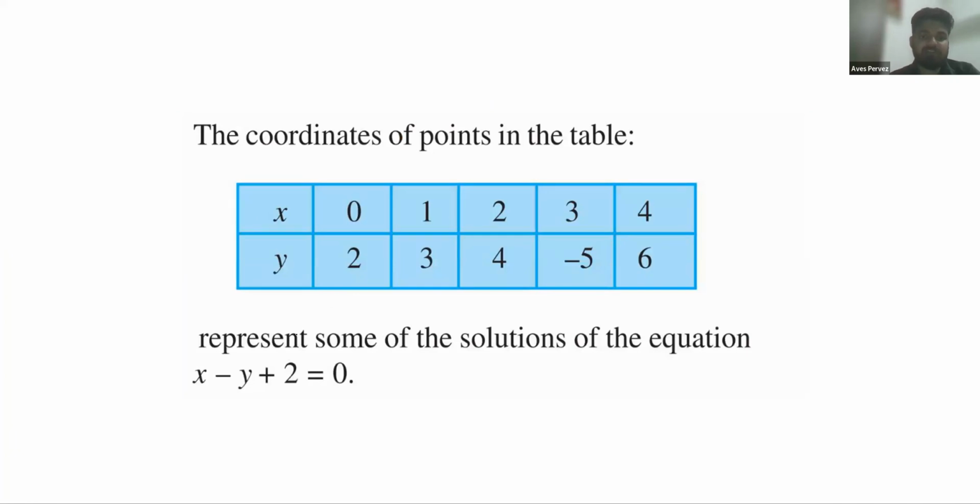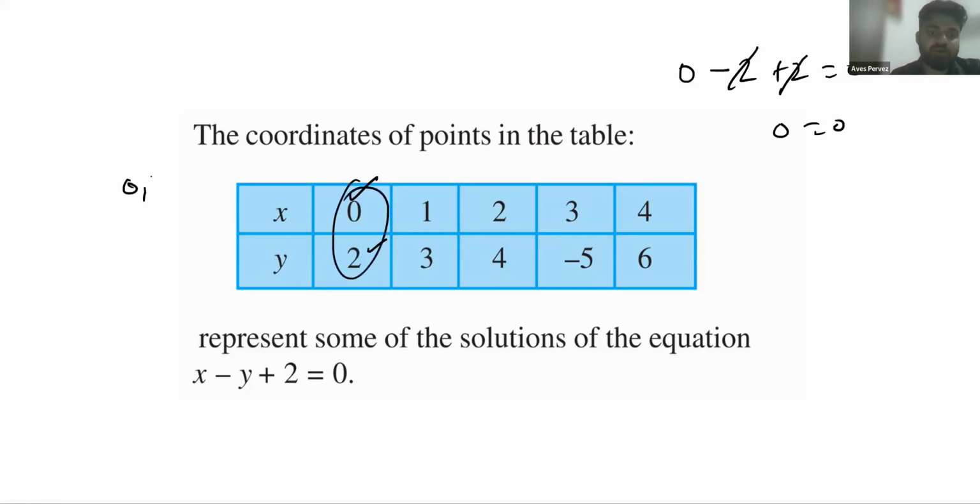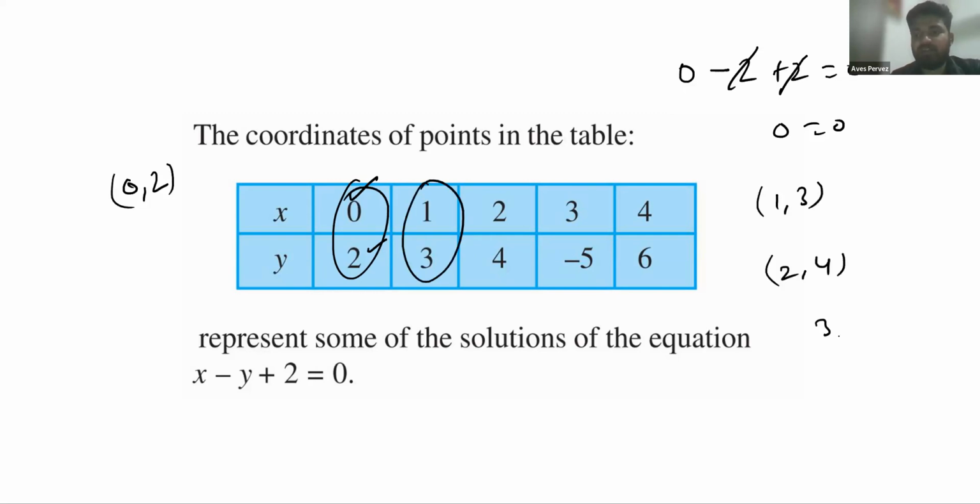If I'm having this question, this is x. If you put this in the equation, x is 0, minus, and then y is 2, so 2 plus 2 equal to 0. The 2 and 2 cancel. You will get 0 equal to 0. So yes, this point 0 comma 2 lies here. Check 1 comma 3, 2 comma 4, 3 comma minus 5, and 4 comma 6.